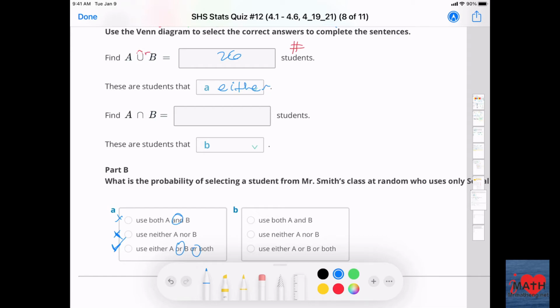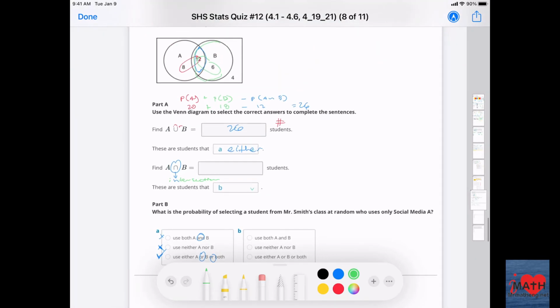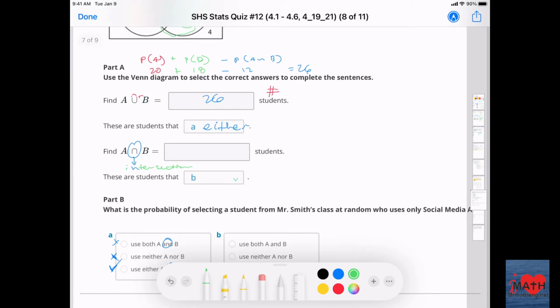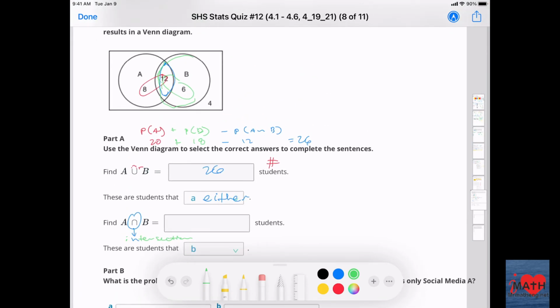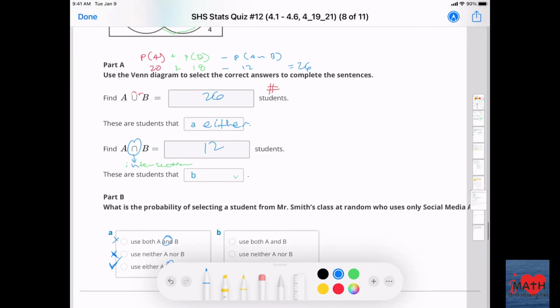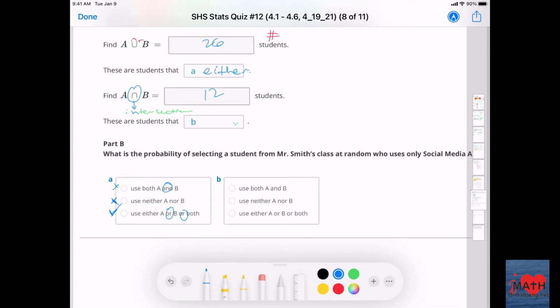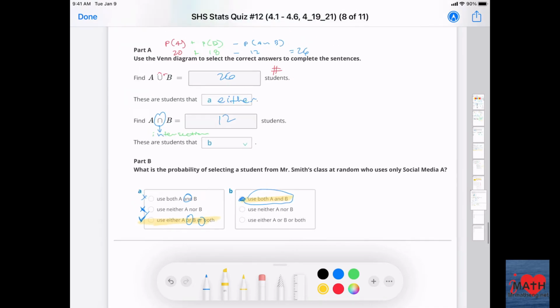Okay, find the intersection. Remember that symbol we had here? Where is their intersection? What color did I have it in there? That's the blue, the original blue. That would be 12. Okay, what does intersection mean? Well, you are actually using both of them. So it would be this one and this one. Okay, so 1 point apiece.